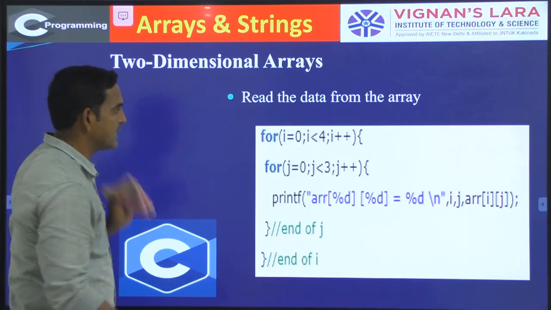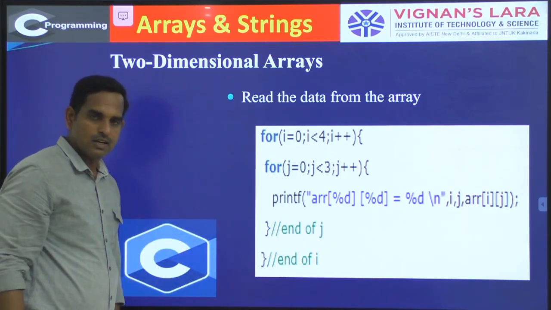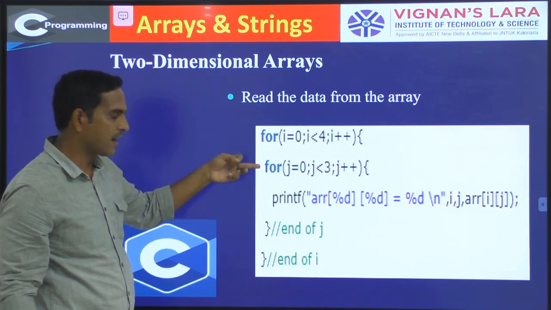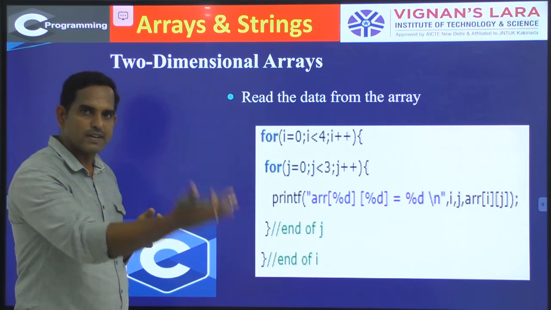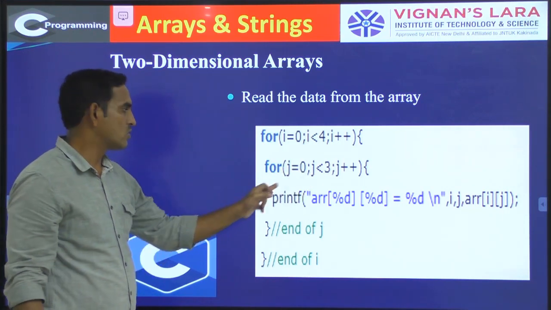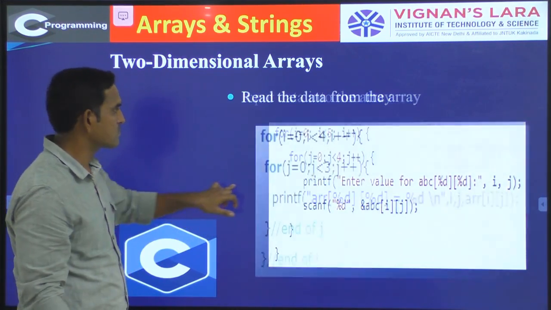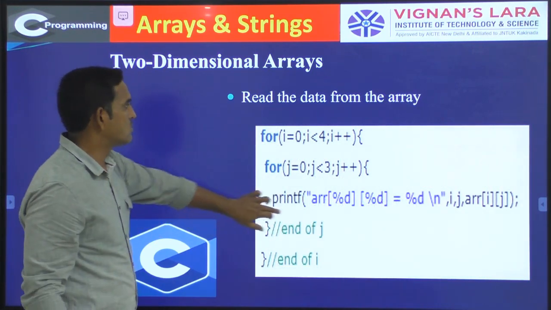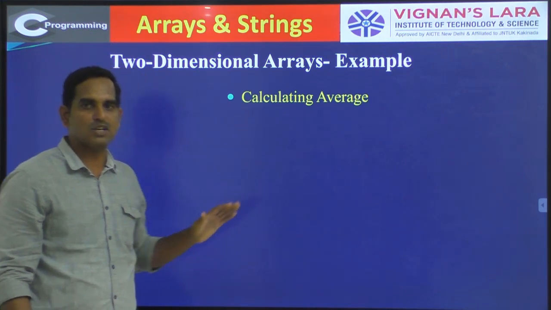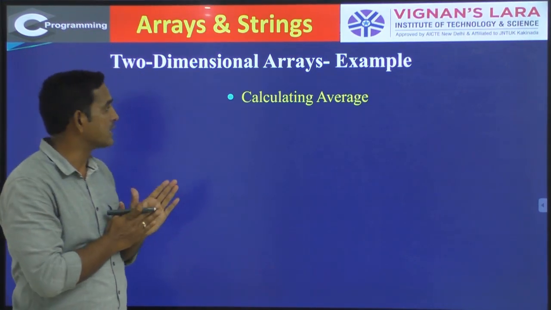When you go for a three-dimensional array, you will get another for loop. That is, for two-dimensional arrays we have two for loops. When you go for a three-dimensional array, we will get a third loop, which represents your planes. So that is about taking all the parts of a two-dimensional array.